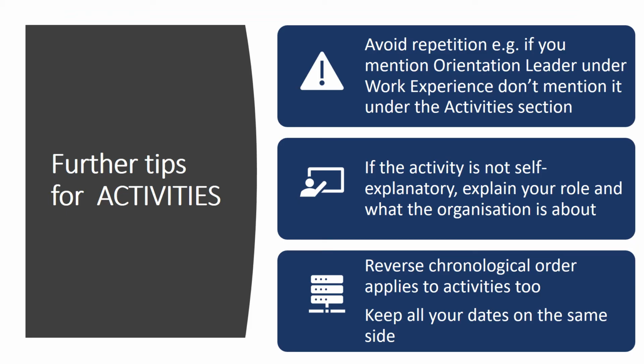Avoid repetition. For example, if you mentioned you were an orientation leader under the work experience section, do not mention it under this section. If the activity is obscure or not self-explanatory, you will need to explain your role and what the organization is about. For example, being the head of the Sax Appeal Committee might be obvious to many at your university, but not familiar to people outside. Reverse chronological order also applies here, and keep all your dates on the same side.